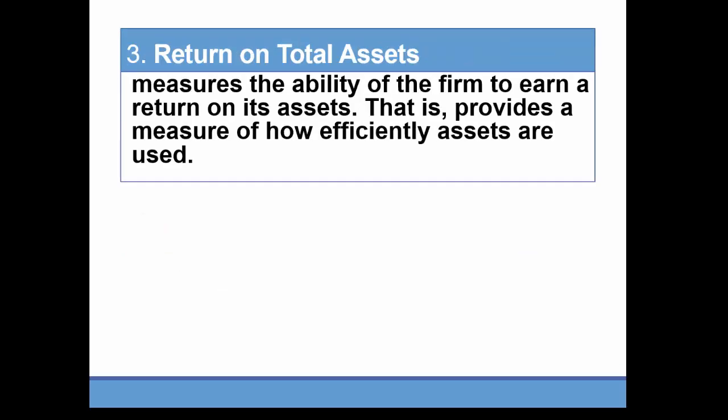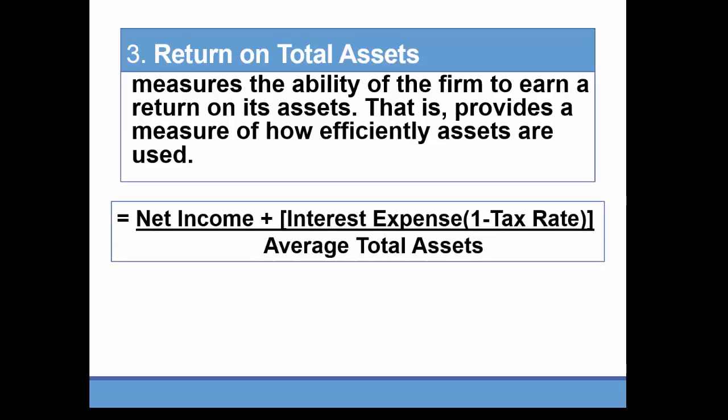All right, the next couple will look at how management used what was available to them to earn a return. So the first one, return on total assets, this measures how did management use the assets to generate profit. The formula is net income plus interest expense times 1 minus the tax rate over average total assets. So what we're doing here is we're adding interest expense back on an after-tax basis. The idea behind that is that if you had no assets, then you should have no interest expense. So we don't want income to be diluted by interest expense. So we add it back.